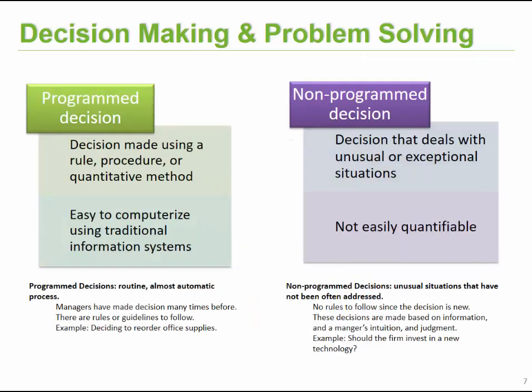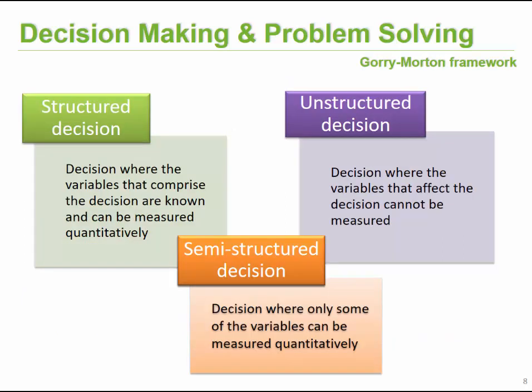First of all, when we talk about programmed and non-programmed, it's important to realize that one uses rules and guidelines and the other one is exceptional or unusual situations. Whereas if we look at structured, semi-structured and unstructured, this is usually where we start to look at the variables that will aid us to come to a certain conclusion. For example, if it's a structured decision, we will have all the variables that we need in order to quantitatively go and measure it and to come to a conclusion and to then generally go and get a decision.